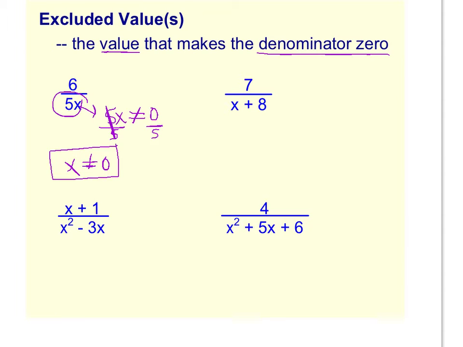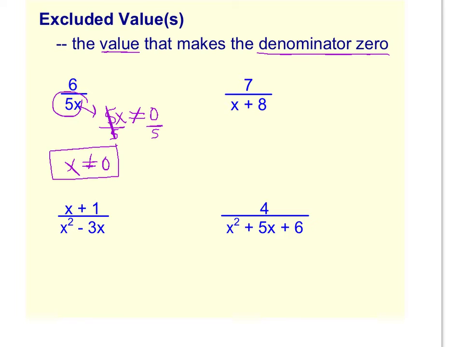And if you think about what would happen if you plugged a 0 back in for x right here. Well, 5 times 0 is 0. And 6 divided by 0 is undefined. So 0 is the value that we have to exclude for x.